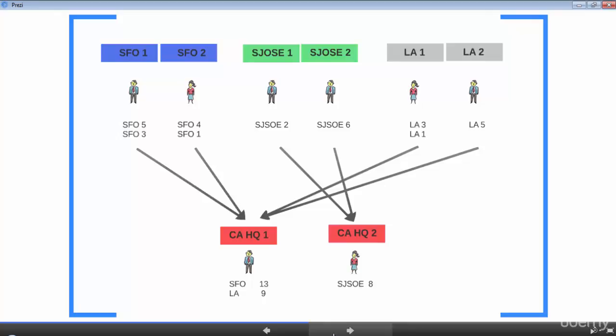So what can we do? Simple. We can instruct census takers in SFO 1 and 2 to send their results to either headquarters 1 or headquarters 2. Similarly, we should instruct census takers for San Jose and LA. They should either send it to headquarters 1 or 2. Problem solved.